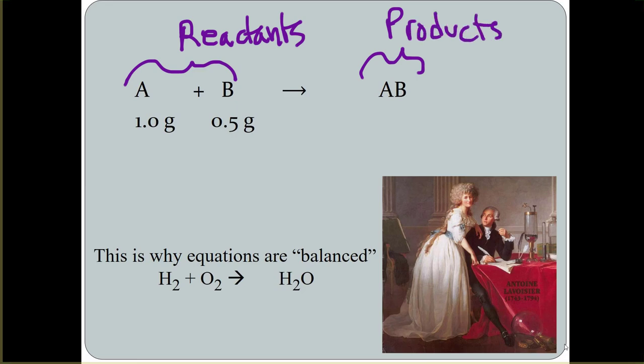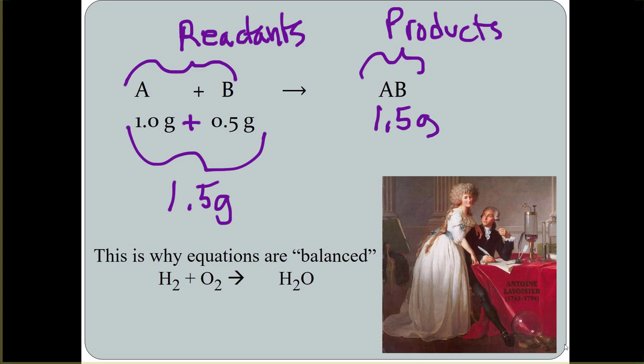If I were to measure reactant A and find it to be 1 gram and reactant B to be 0.5 grams, and then over on the right-hand side I have product AB, what would you predict the mass of product AB to be? You would just add these up, and you would get 1.5 grams. So the mass of the reactants totals 1.5 grams, and it equals the mass of the products. This is the law of conservation of mass. And this is why equations are balanced.